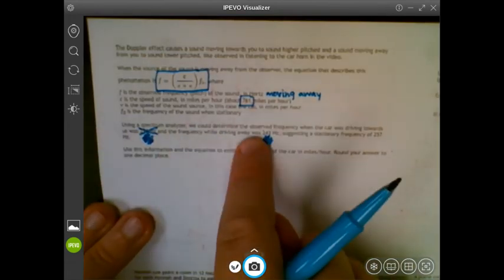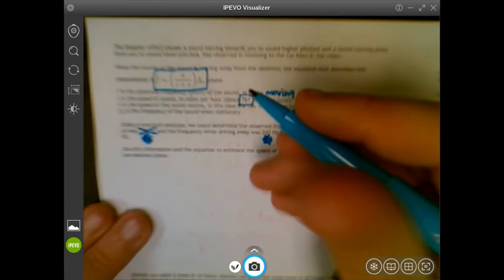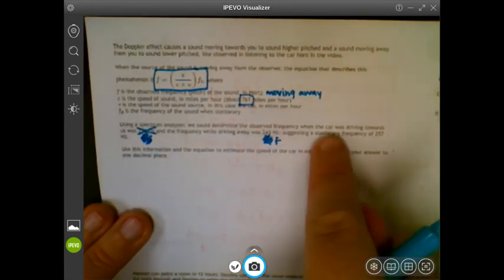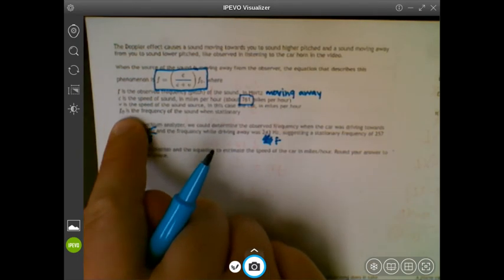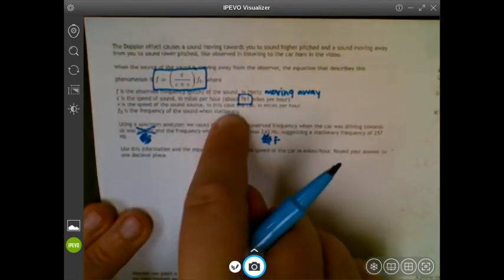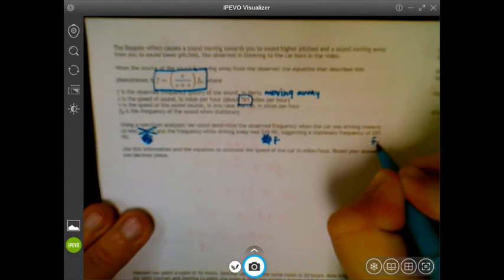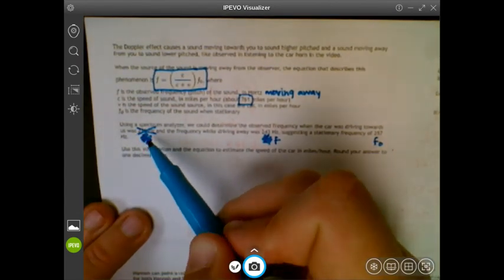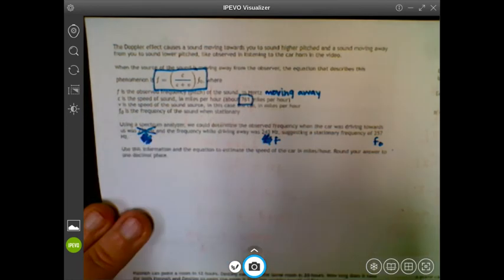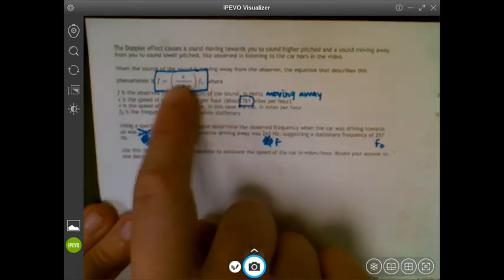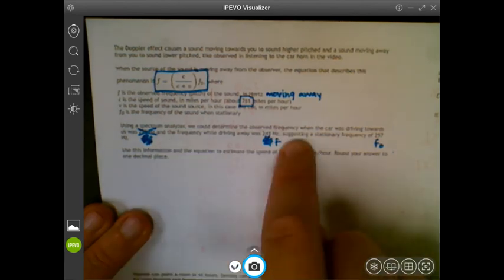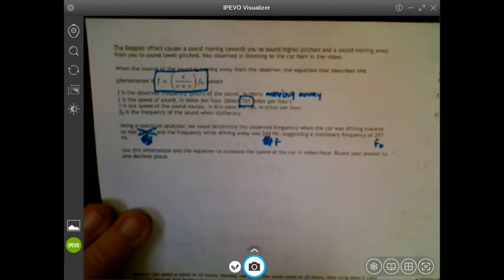And the frequency while driving away is this one. So this is the actual F here. Suggesting the stationary frequency, and that's F sub 0. That's the stationary one. So this is F sub 0. So they gave us extra information here, and it's really easy to get fooled by it, right? Like I was like, oh, well, this is a number. It has to be something up here. And so you really kind of had to get into the nitty-gritty of what was going on there.